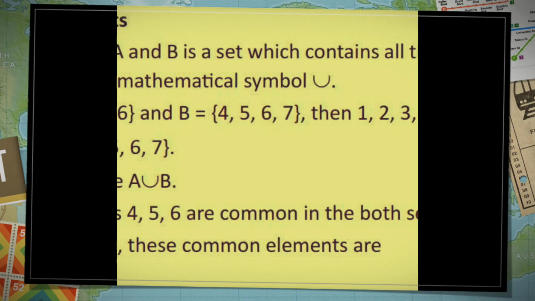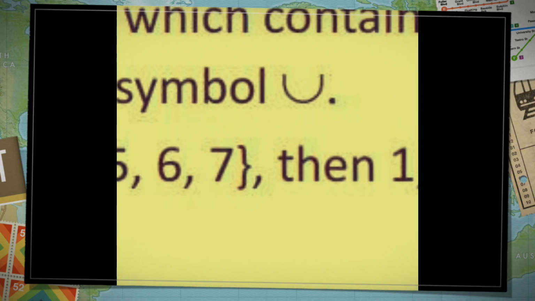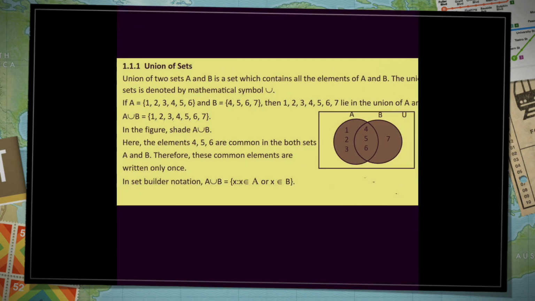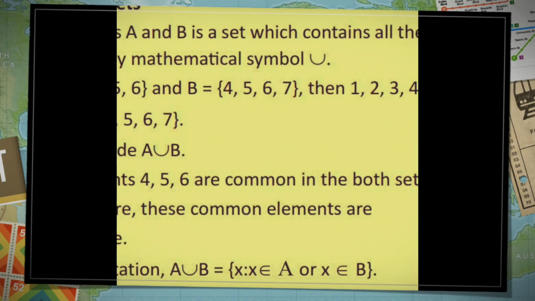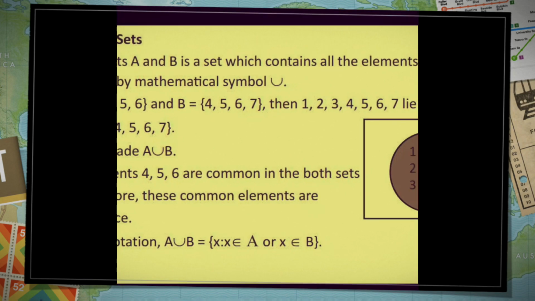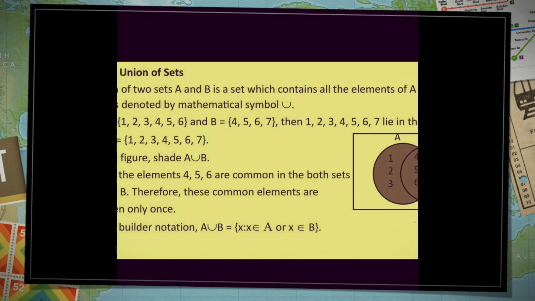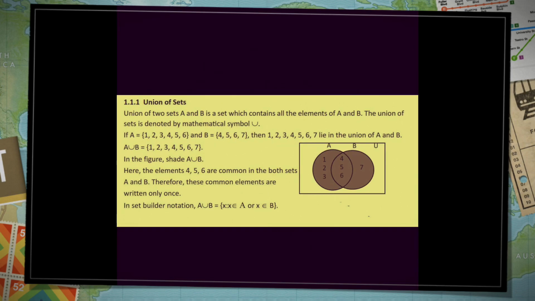So these notations are for union, and we have to use these union notations. Let's look at one example here. If set A contains the elements 1, 2, 3, 4, 5, 6 and set B contains the elements 4, 5, 6, 7, then 1, 2, 3, 4, 5, 6, 7 lie in the union of A and B.